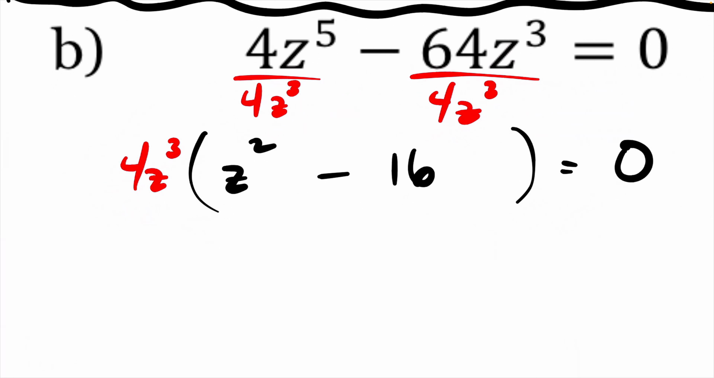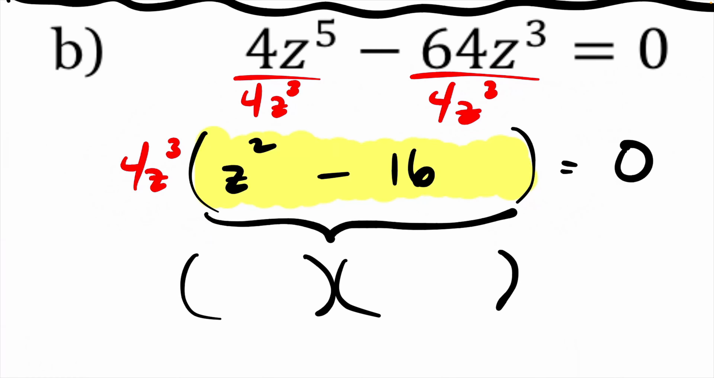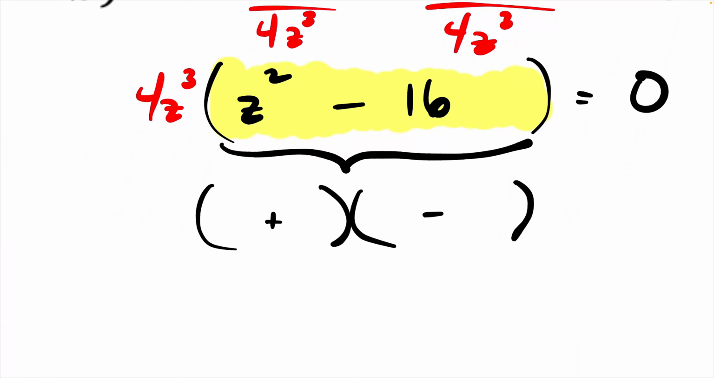Step 2 done. Step 3. Difference of squares. Is that difference of squares? Yes, it is. 1 plus, 1 minus. So what's going to go to the left of the plus and minus? What's going to go to the right of the plus and minus? Yeah, just 1 z, right? Just 1 z and 1 z. And then the square root of 16, 4 and 4.